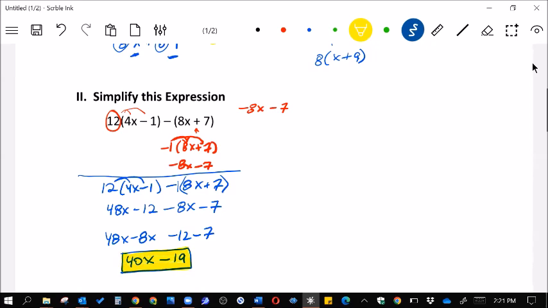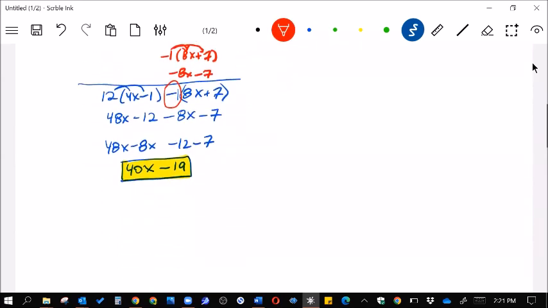All right, there we are. The vital part of this to learn is how to manage that minus sign. Okay, that's the key thing. That's the thing that you have to be most careful of, is when there's a minus, a negative outside the parentheses of a binomial.